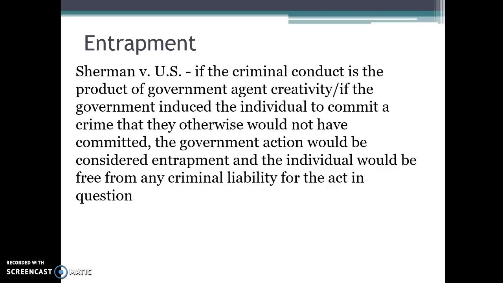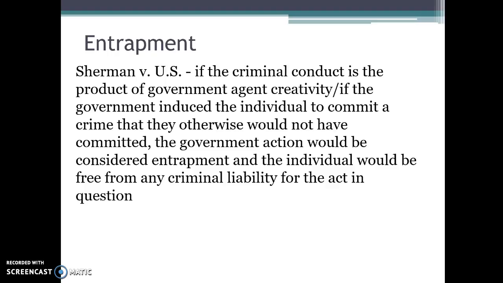Okay, also, what's a no-no amongst police officers, and will get things thrown out of court, is called entrapment. This was established as a precedent with Sherman versus the United States. Basically, if you are tricked into committing a crime, and the person who tricks you or convinces you to do it is a police officer because they want to arrest you, then that's called entrapment. What really has to be established is, would you have committed that crime if the police officer hadn't suggested it?